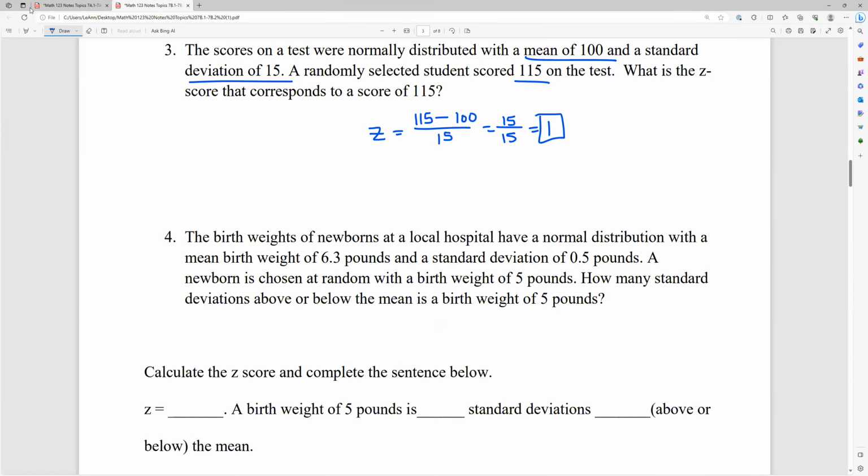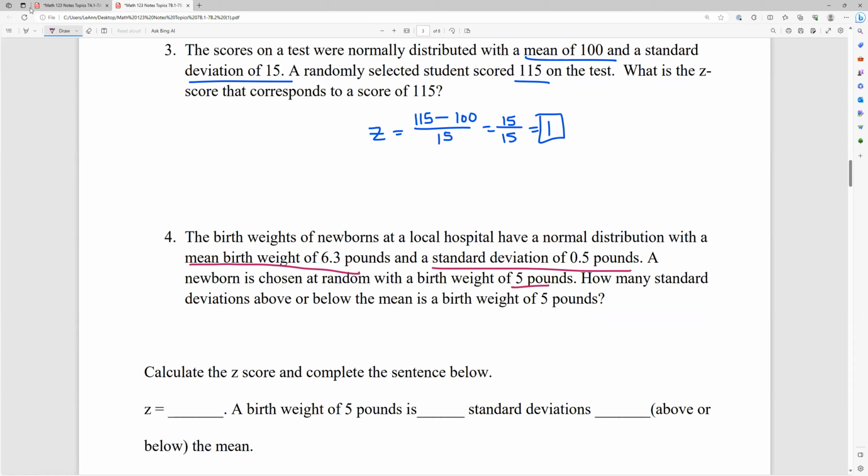The birth weights of newborns at a local hospital have a normal, so that means symmetric, distribution with a mean birth weight of 6.3, standard deviation of 0.5. A newborn chosen at random weighs 5 pounds.